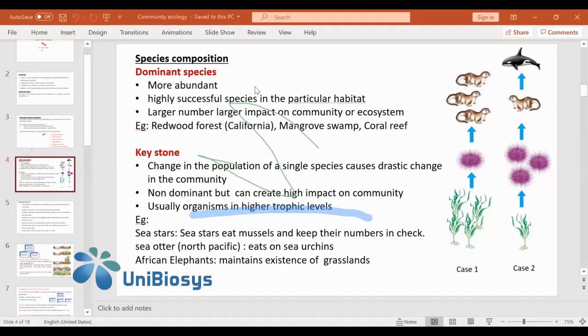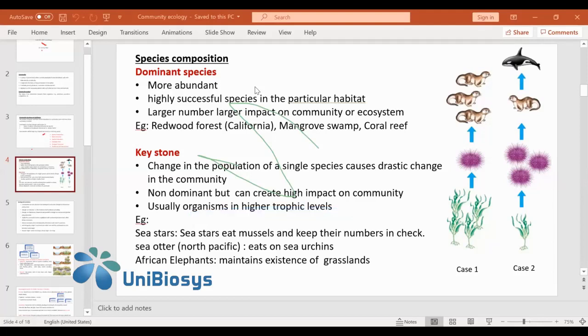So what happened later on when killer whales are introduced to that particular area, when killer whales happen to enter that area and they survived over there, killing or eating sea otters? In that case, what happened? Sea otter number has highly reduced. When sea otter number is reduced, they cannot eat sea urchins. So sea urchin number is increased. When sea urchin number is increased, what happened? The kelps are overgrazed, and then the entire community got destroyed.